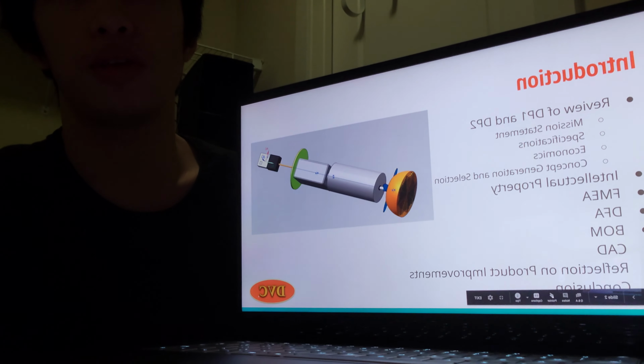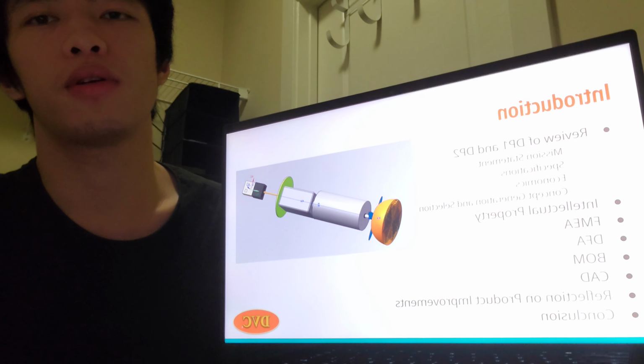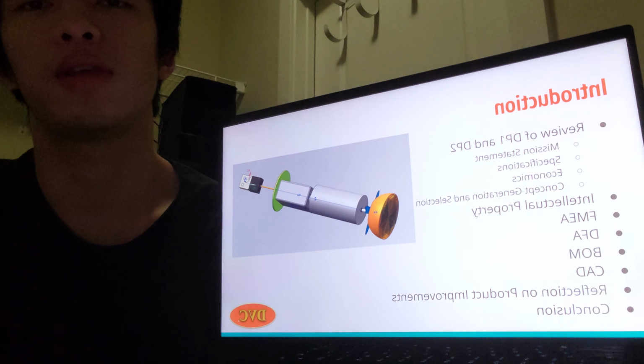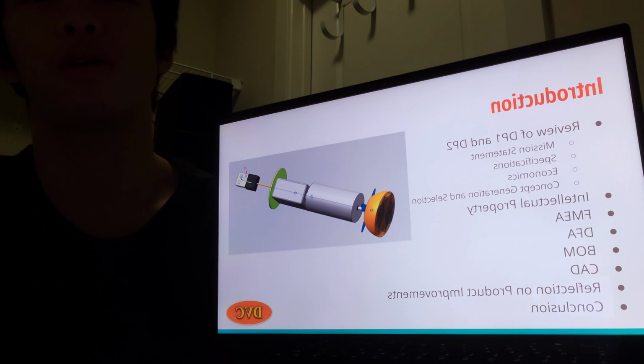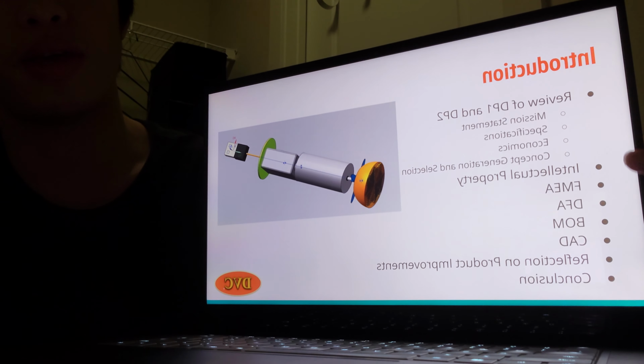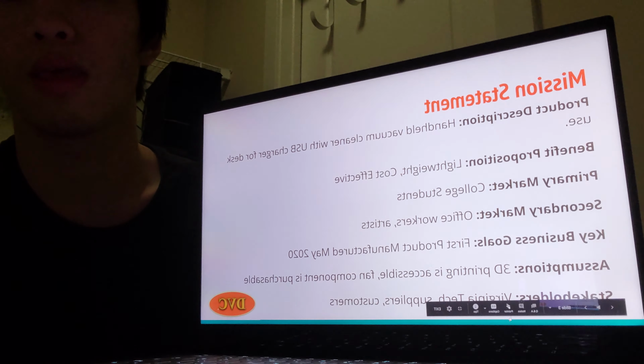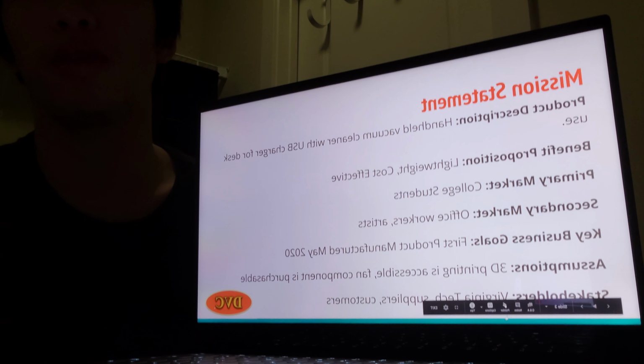This presentation will review something from Dp1, Dp2, and also talk about things from Dp3. Those are listed right here. So the first thing is the mission statement.